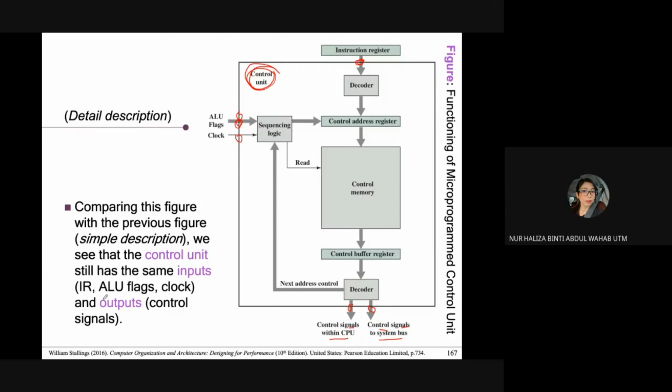Okay. So you can see, comparing this figure with the previous picture, you can see a simple description. We see the control unit still has the same inputs: IR, ALU flag and also your clock. So you have ALU flag, clock, your instruction register. And the output is your control signal. So there are these two.